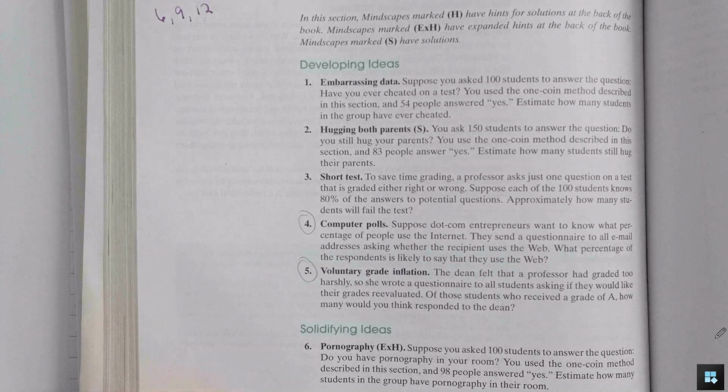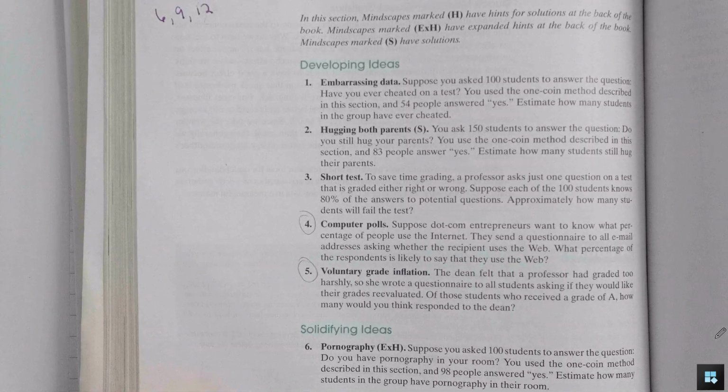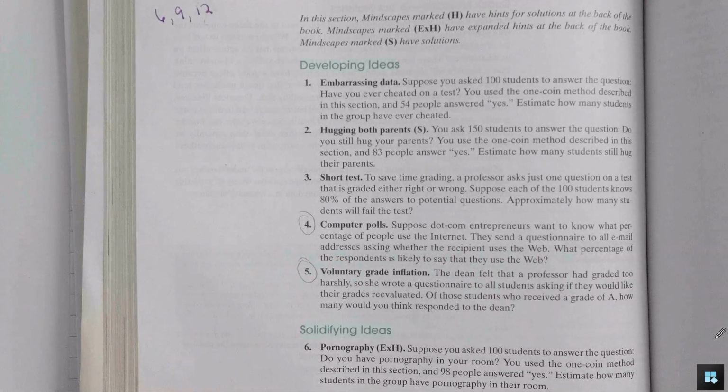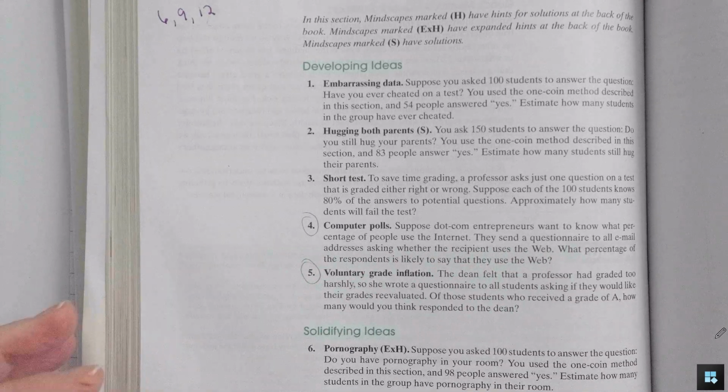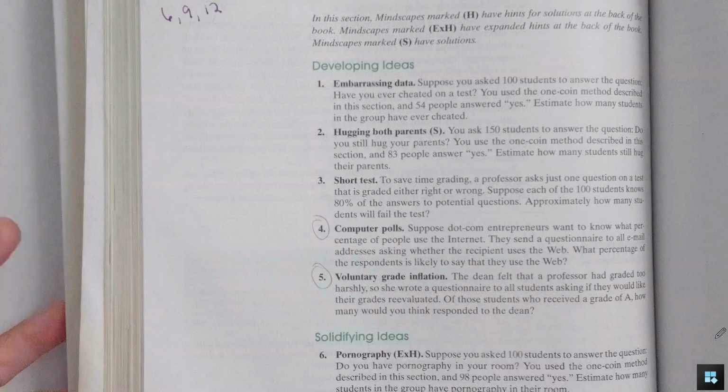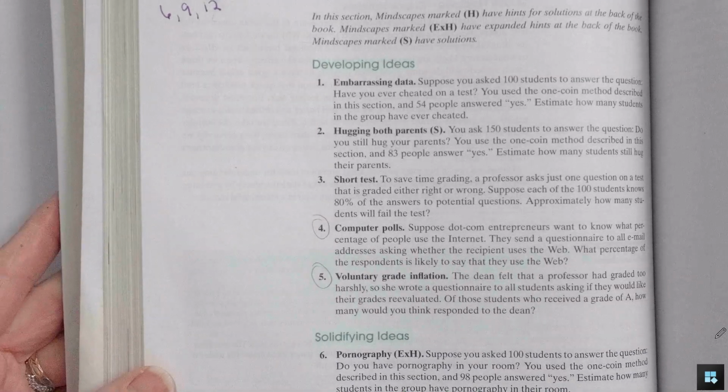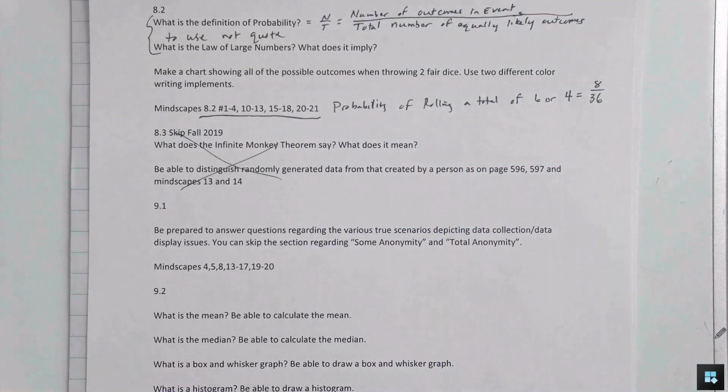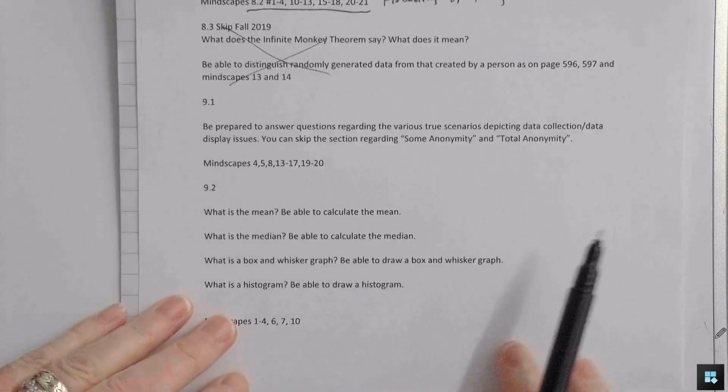Suppose .com entrepreneurs want to know what percentage of people use the internet. They sent a questionnaire to all email addresses asking whether the recipient uses the web. What percentage of the respondents is likely to say that they use the web? Yeah, I can see you saying 100, because otherwise they would not have gotten your questionnaire. Okay, so that's an example of poorly collected data. So I would suggest you read through all of those mindscapes that are in the back of that section.